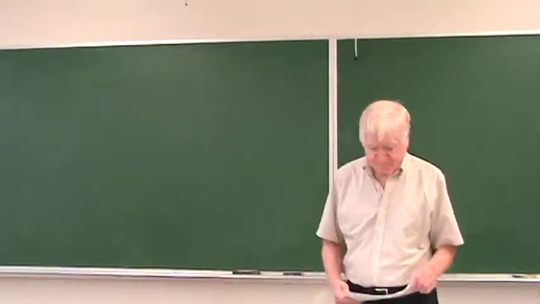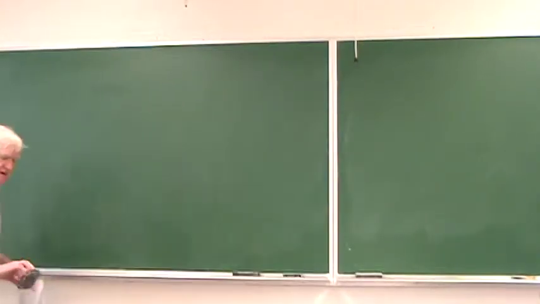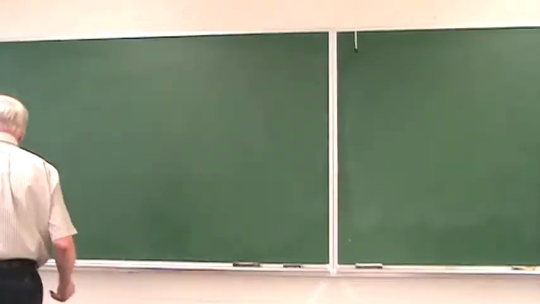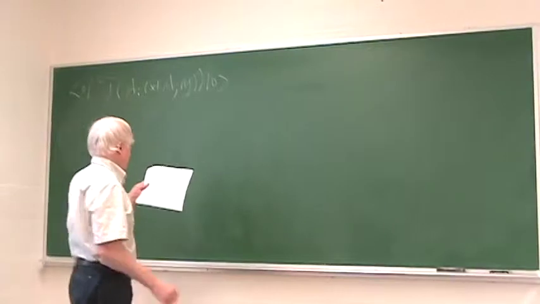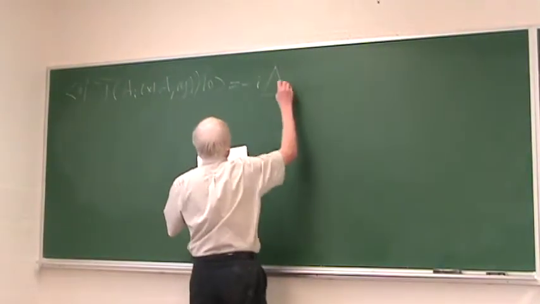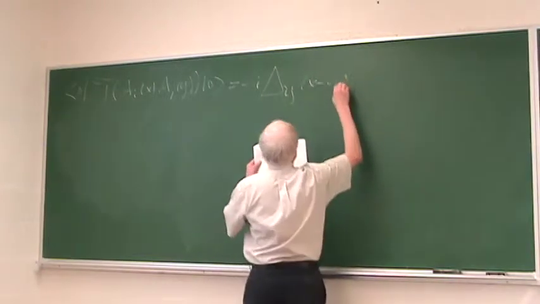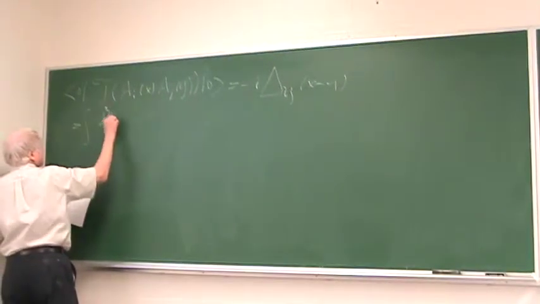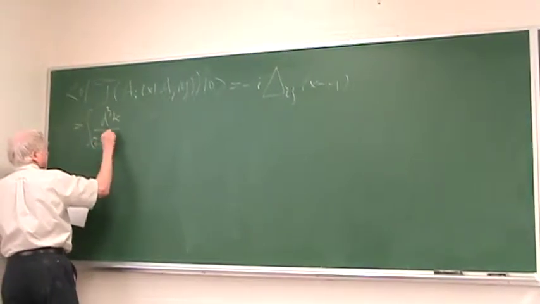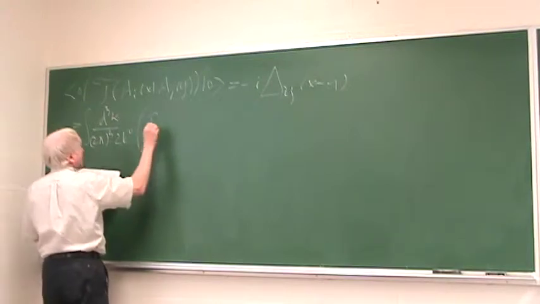What we saw last time: we're talking about free fields now. This is the vacuum of the free field. The vacuum expectation value of the time-ordered product we saw was minus i delta_ij(x minus y), and this was equal to an integral d cubed k over (2 pi) cubed 2k0 delta.